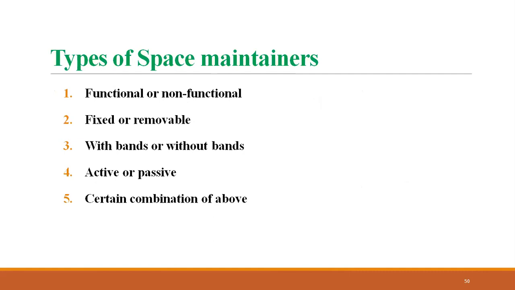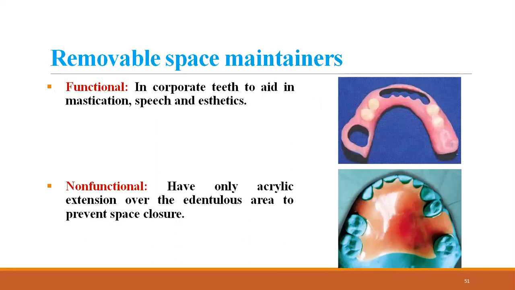Types of space maintainers: the various classifications are given. They can be functional or non-functional, fixed or removable, with bands or without bands, active or passive, and certain combinations of the above. Removable space maintainers can be functional and non-functional. A functional space maintainer incorporates teeth to aid in mastication, speech, and aesthetics, like this. Non-functional space maintainers have only an acrylic extension over the edentulous area to prevent space closure.